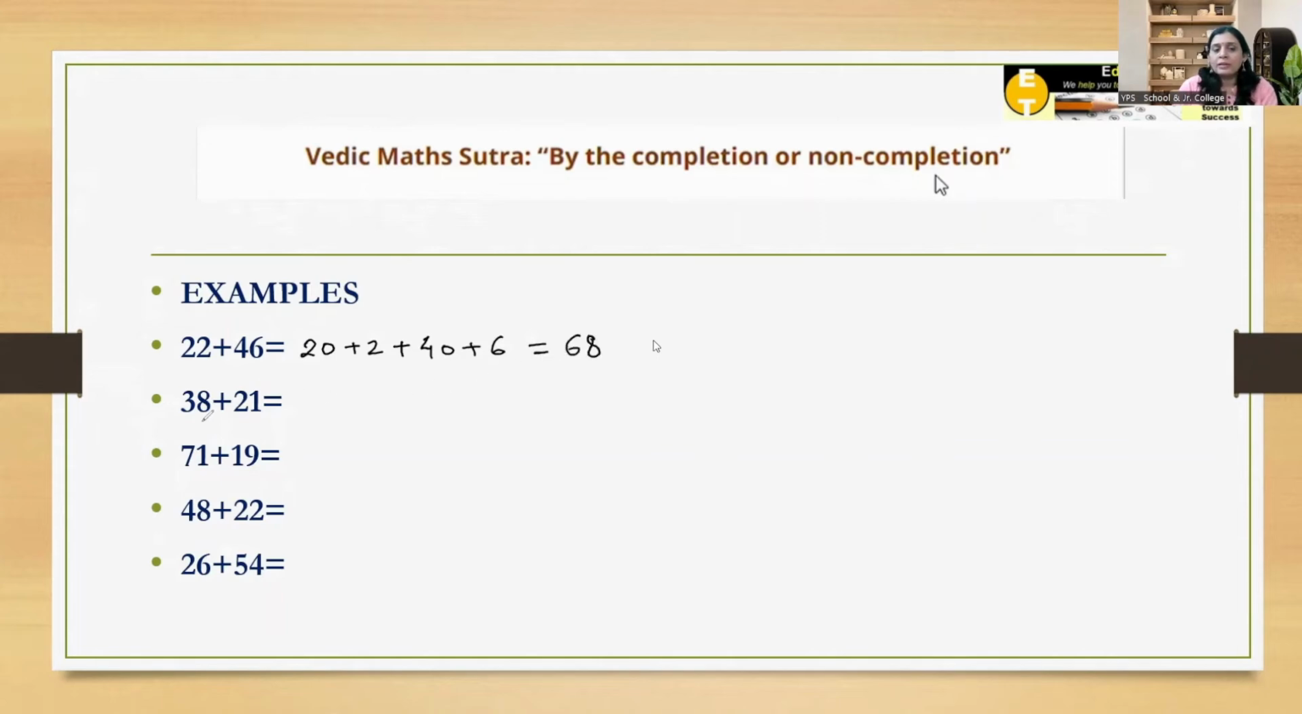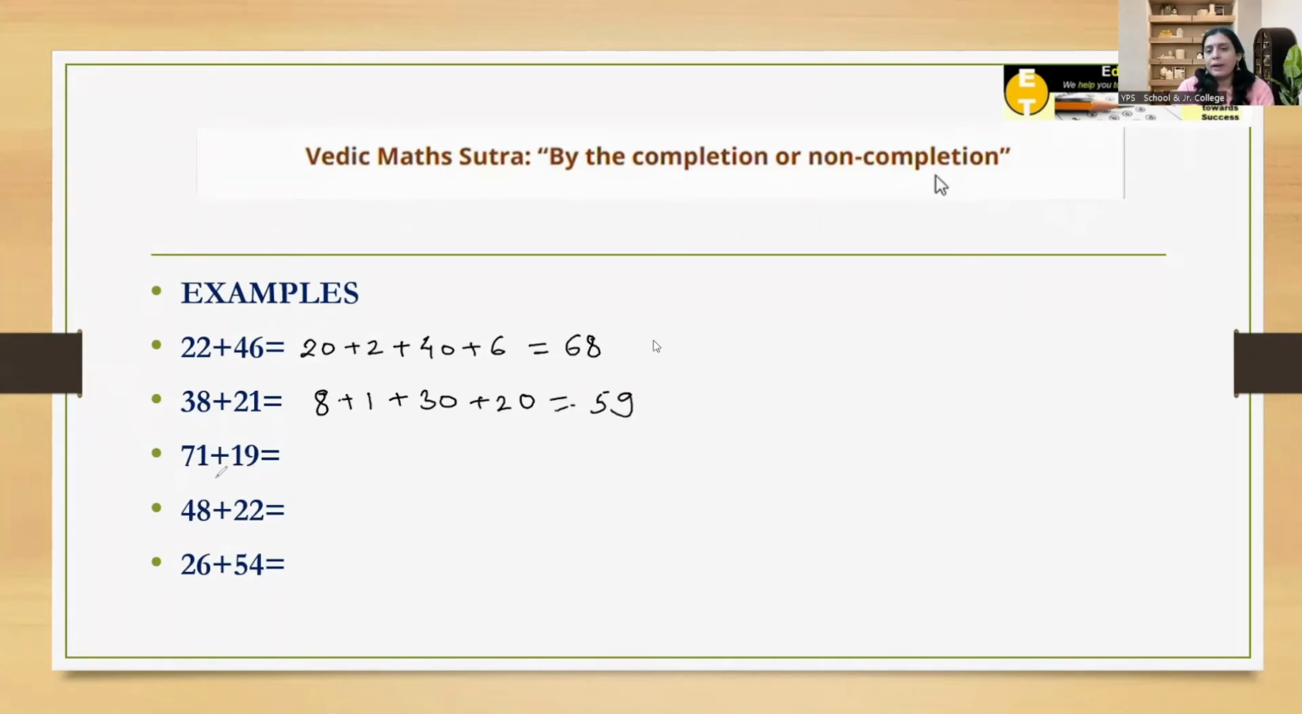Okay. 38 plus 21. So I am going to write 8 plus 1 plus 30 plus 20. So 20 plus 30 is 50 and this is 9. So 59.